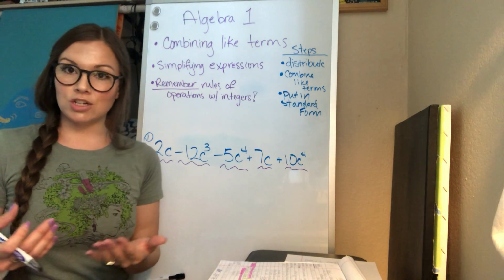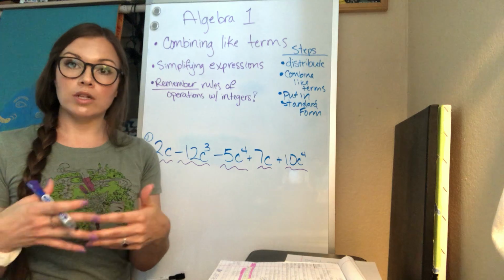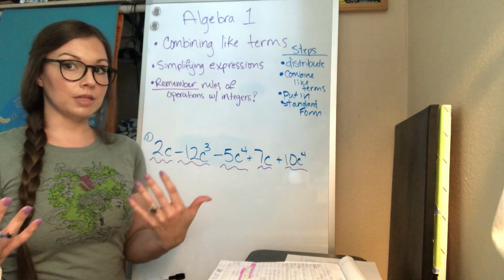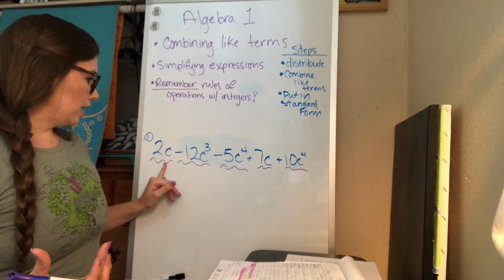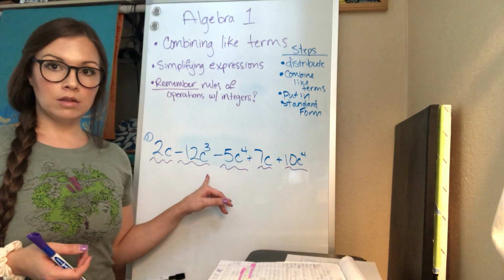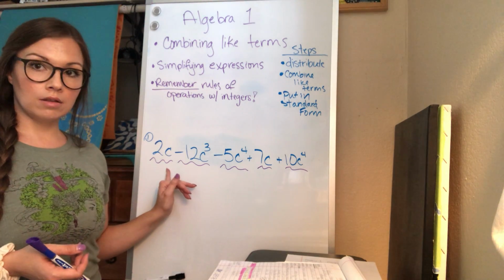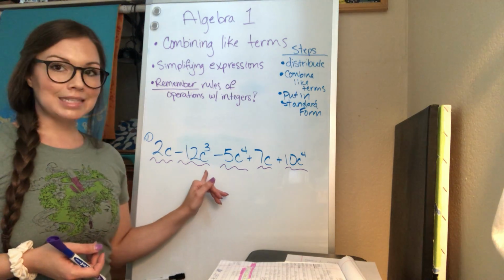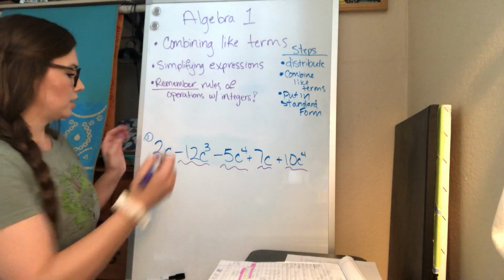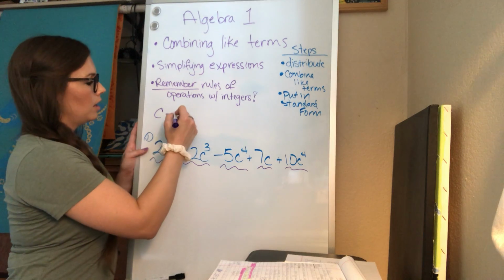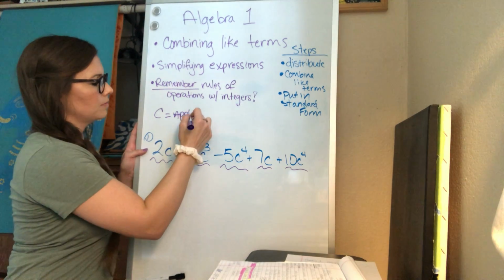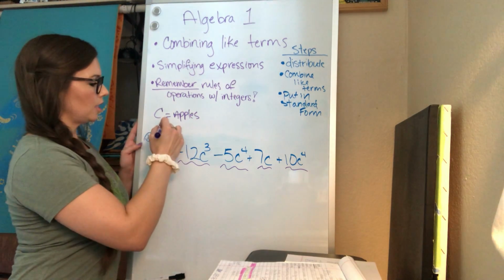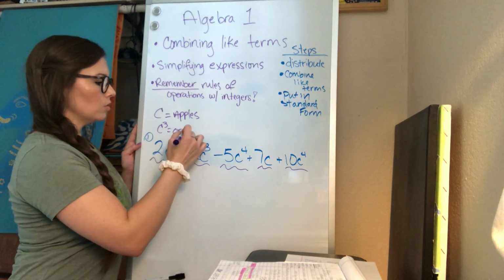So when we're combining like terms, that means we're only combining the ones that are the same, okay? So what makes them the same? Well, c and c cubed. Here I have 1c, well, I have 2 c's. Here I have 12 c cubes. So let's say, for instance, that c equals apples and c cubed equals oranges.